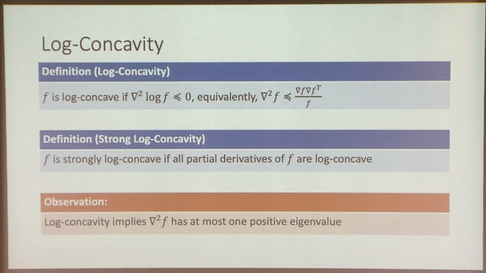And so the nice thing is that if you have log-concavity, then you know that the Hessian has at most one positive eigenvalue, just by virtue of the fact that it's bounded above by a rank 1 positive semi-definite matrix. Okay. So now you can see that if you have strong log-concavity, then what you're saying is that every derivative, the Hessian has at most one positive eigenvalue.